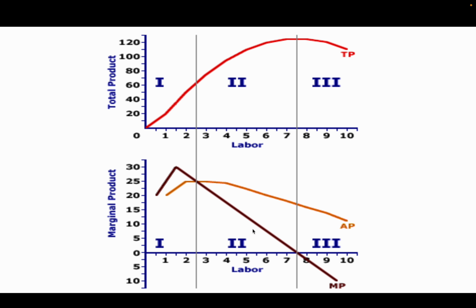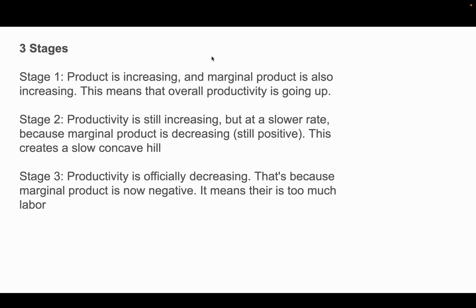Then we enter the second stage. The second stage is where we're still positive, right? Productivity is still increasing, but at a slower rate, slowing down until we hit some maximum point. That's because marginal product is slowly decreasing until it reaches 0. Then the peak of productivity, our maximum or optimal point, is when marginal product is 0. From there, stage 3 is when marginal product is negative and total product is decreasing. So those are our three stages.